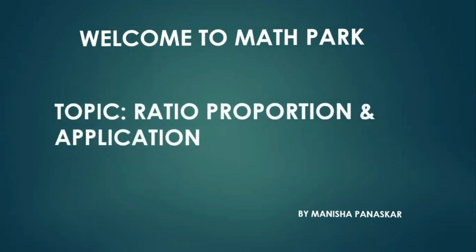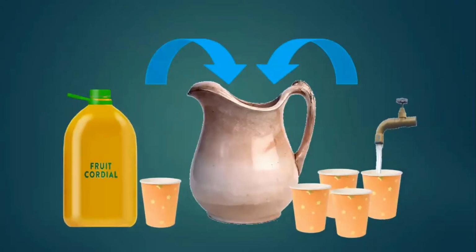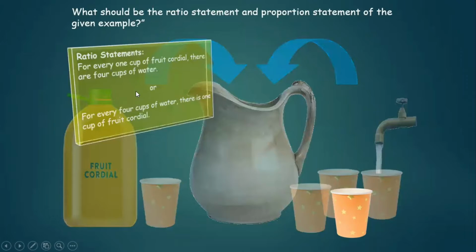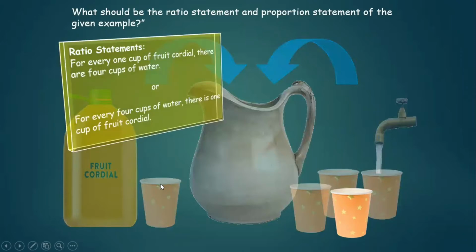Okay, so children, now what do you observe here? A fruit cordial, how many glasses? One. And water in a jug, how many glasses? Four. So if I ask you, what should be the ratio statement and the proportion statement for the given example? The ratio statement for this would be: for every 1 cup of fruit cordial, there are 4 cups of water.